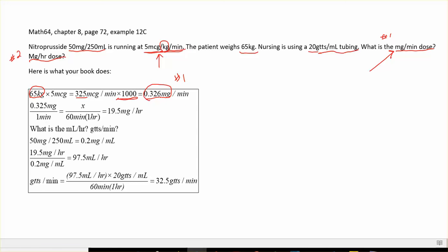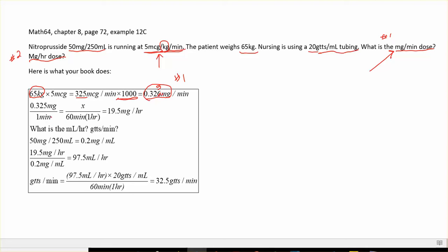Okay, then they take this and they're going to get the answer to number 2, which is to figure out what it is milligrams per hour. And here they went ahead and set up a proportion, which is just fine. They take the answer, you know, there's a typo here. This is supposed to be 325. Let me put a little 5 in there. Okay, so they take the 0.325 milligrams per 1 minute, and they say, well, what is that going to be for 60 minutes, which is an hour?